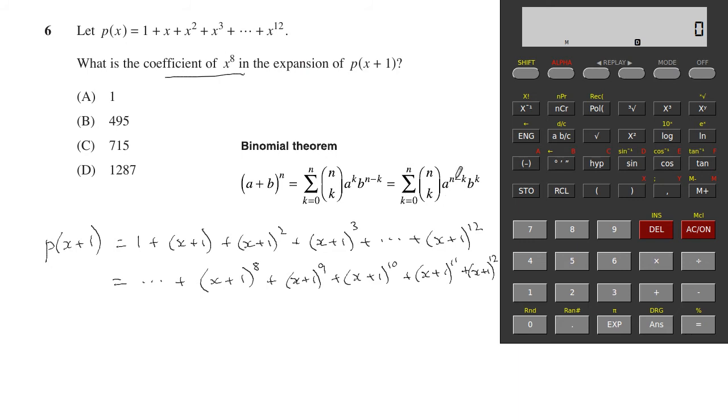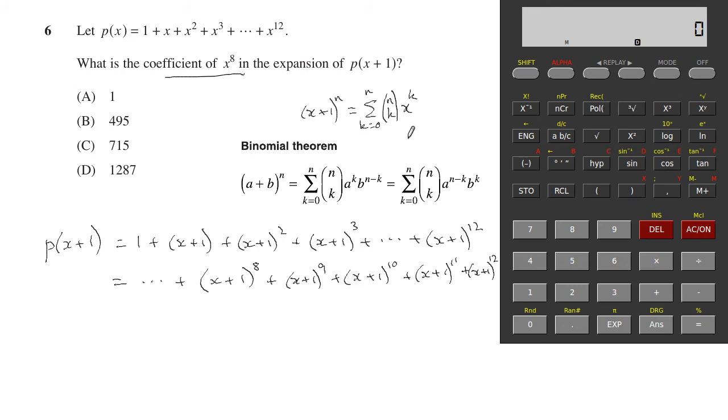And so applying the binomial theorem, if we've got like x plus 1 to the n, you can use whichever one of these you want, it doesn't really matter. Now the b to the n minus k, because b is 1 in this case, that's just going to be 1 each time, so we can kind of ignore that.